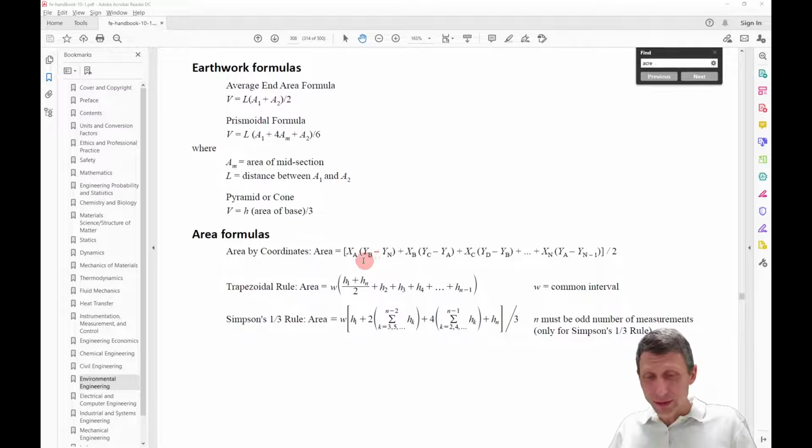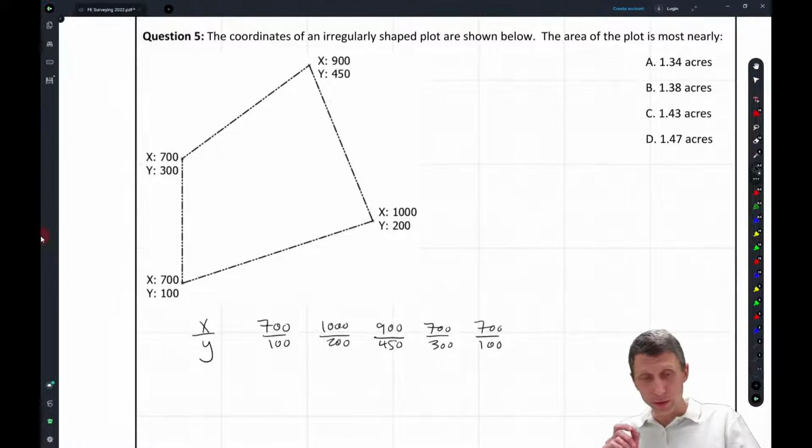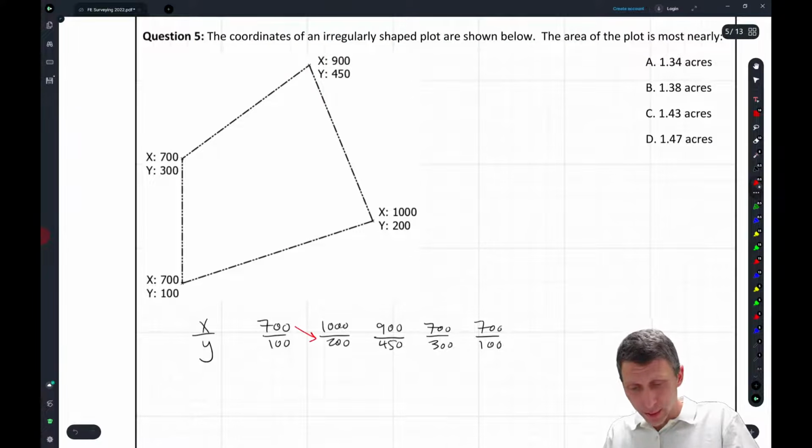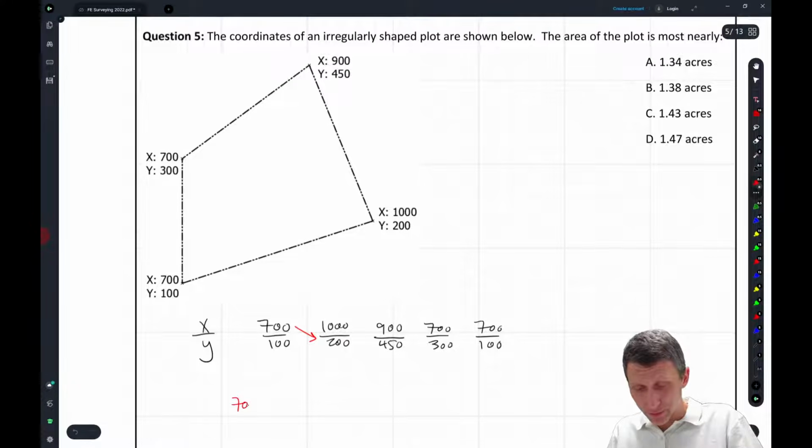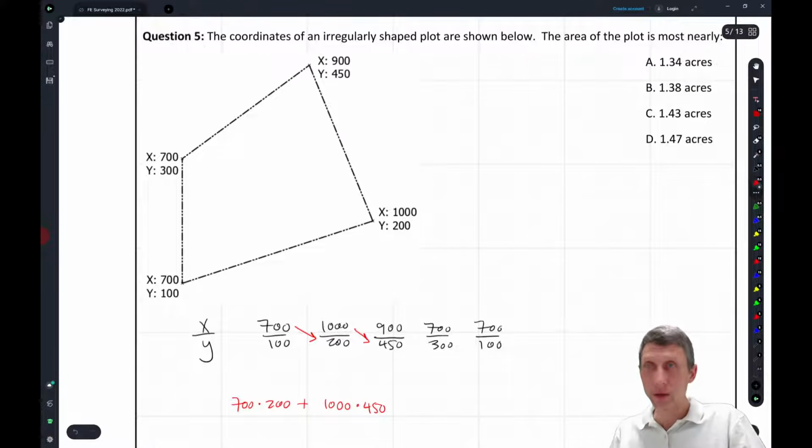The way I like to do it is, you see how this is xa and yb? One way you might remember it is xa times yb. We take the first x and multiply it by the second y. So I'm going to write 700 times 200, and then add to that 1,000 times 450, and keep going. I'm going to add 900 times 300. And one more time, to close this off, I'm going to add in 700 times 100.